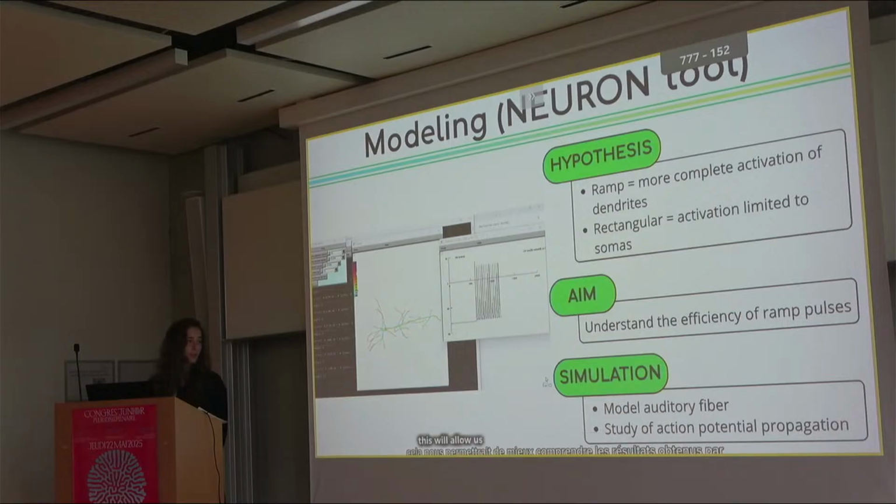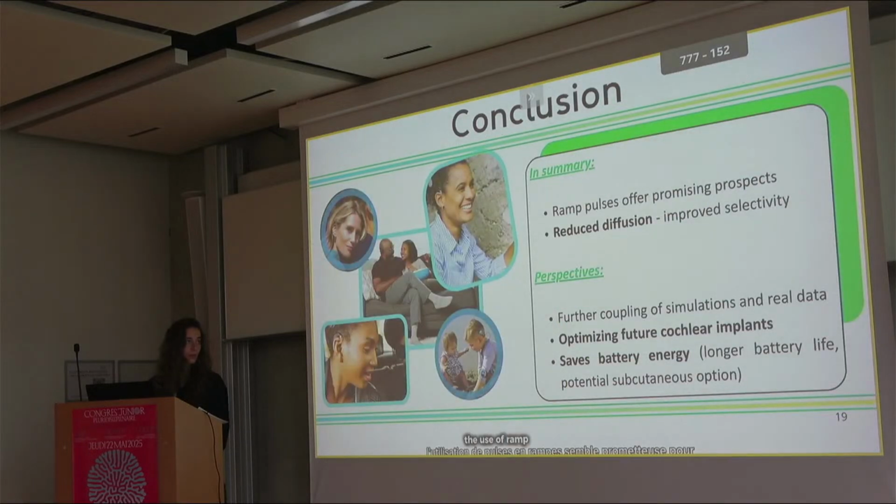So this will allow us to better understand the result obtained by Dr. Edlin's team. So in conclusion, the use of RAM pulses seems promising for improving the effectiveness of cochlear implants. And to that, there are two aspects. First of all, RAM pulses offer reduced diffusion, which indicates a better selectivity. And second of all, they reduce energy consumption, which is crucial as constructors' current goals are to have totally subcutaneous implants with long-lasting batteries as to avoid frequent replacement operations.